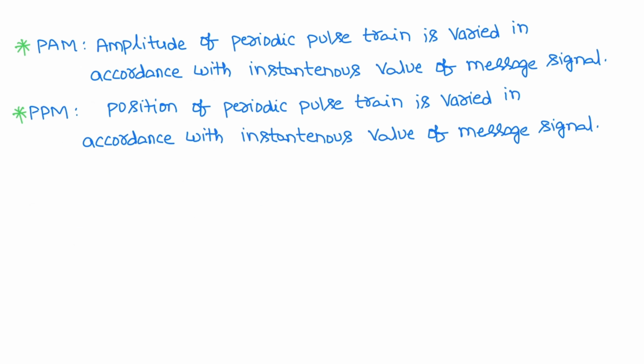Similarly, in pulse amplitude modulation, the amplitude of periodic pulse train is varied in accordance with the instantaneous value of message signal. In pulse position modulation, the position of periodic pulse train is varied in accordance with the instantaneous value of message signal.